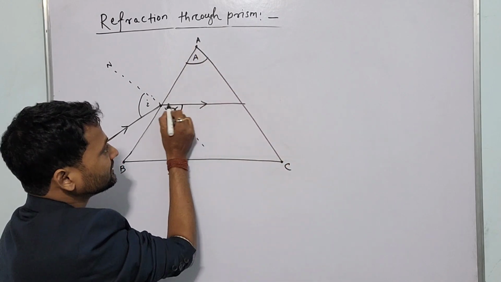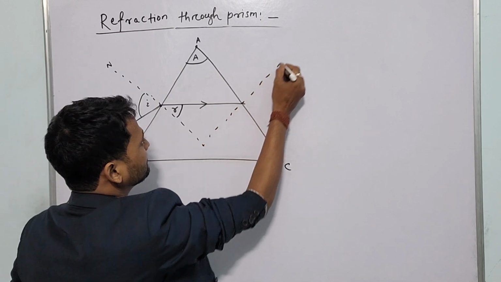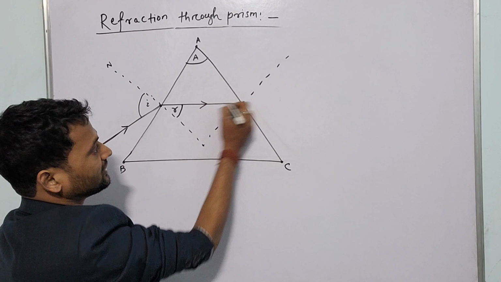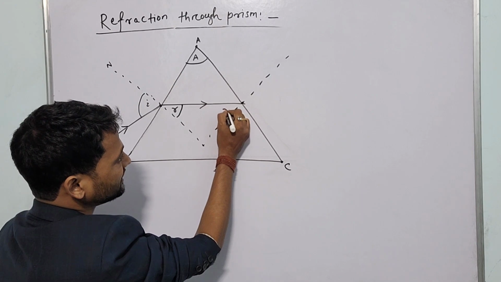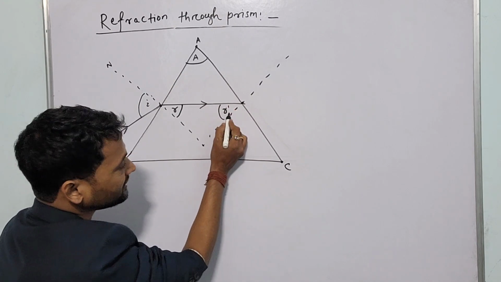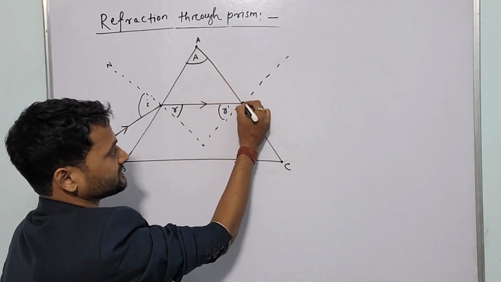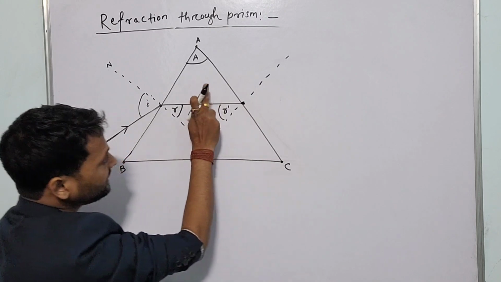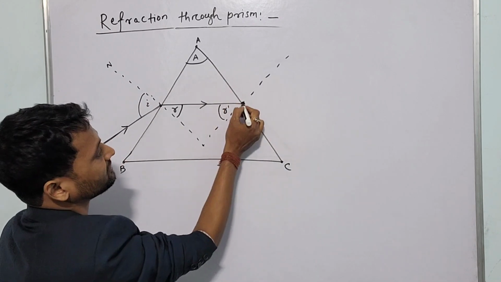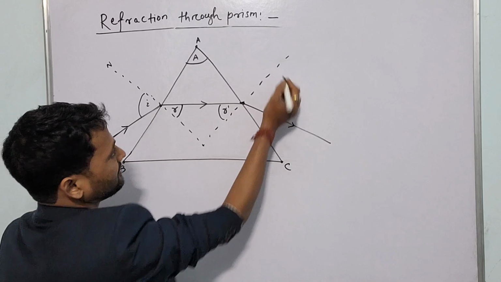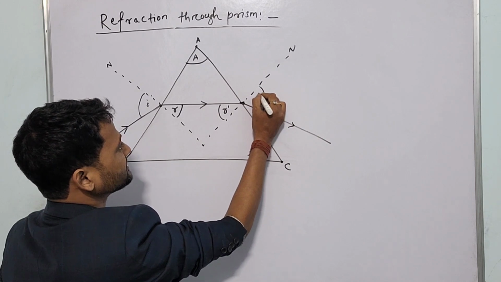Next, coming to the surface AC. For the surface AC, this ray acts as incident ray, and the normal is perpendicular to AC, and the angle of the normal with respect to incident ray is your incident angle. Let it be R dash. मतलब R dash is here incident angle, since I am considering the AC surface as refracting surface. Next, since the ray is coming from denser medium to rarer medium, that refracted ray bends away from the normal. So here this will be a refracted ray, bending away from the normal. So corresponding angle is called angle of refraction. Let it be I dash.